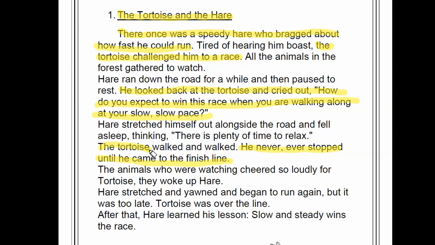He never gave up. He was very persistent. He had a goal. And he's like, "Oh, I'm not going to give up. I'm going to keep going. Okay, I got this." Okay, the animals who were watching cheered so loudly.